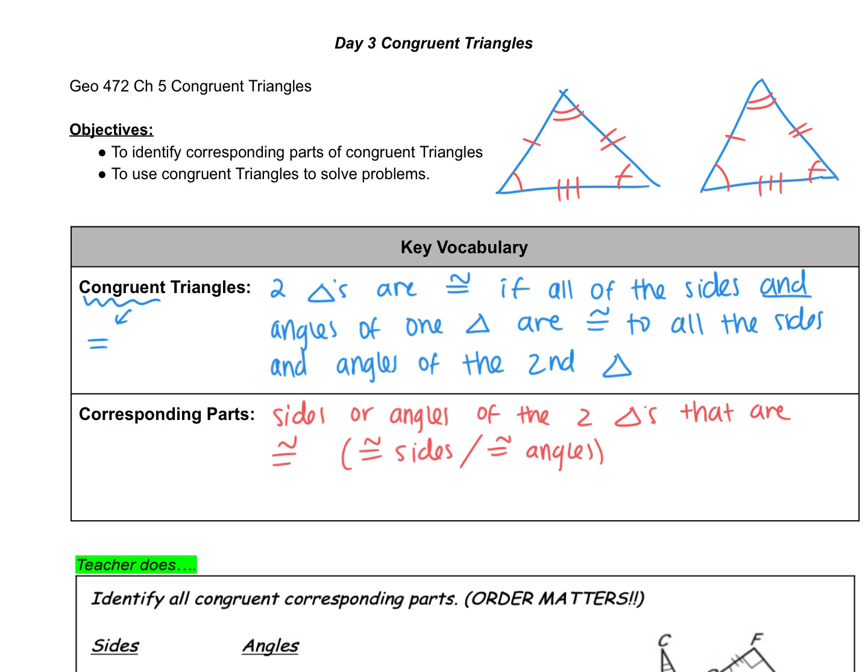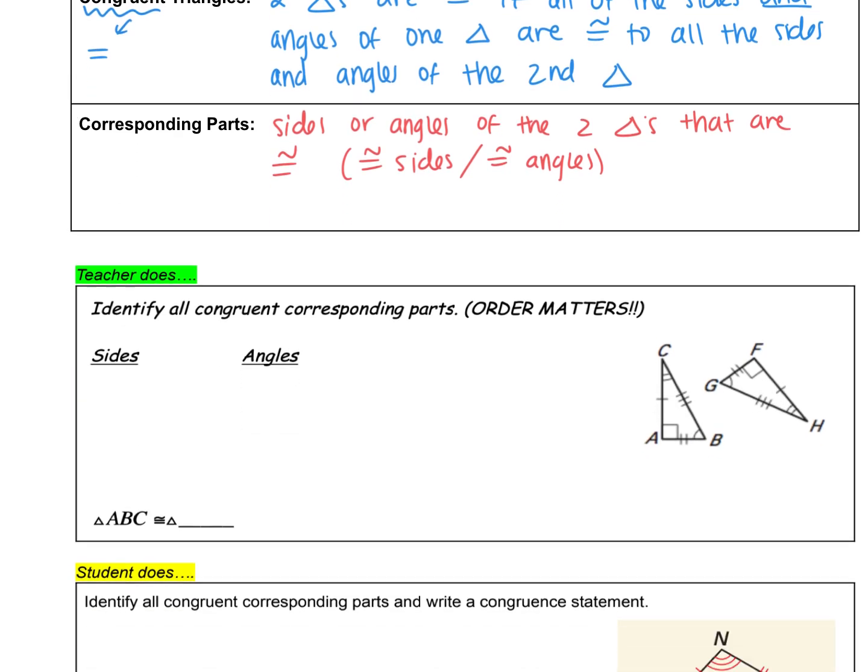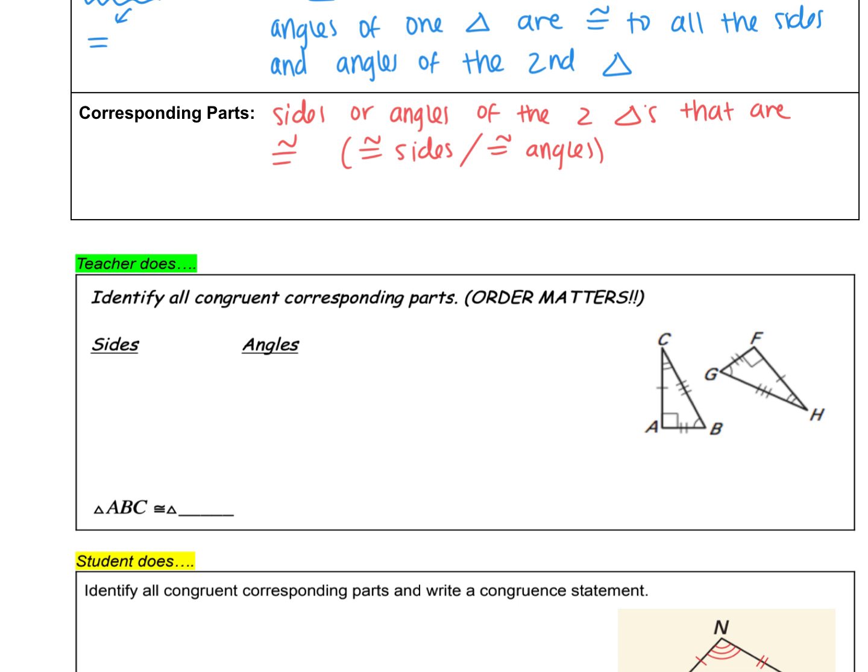Okay, so I'm going to do an example here. It says identify all congruent corresponding parts. And so we're identifying the sides and angles that are congruent between the two figures. So in terms of sides, there are 3 pairs. And in terms of angles, there are 3 pairs.